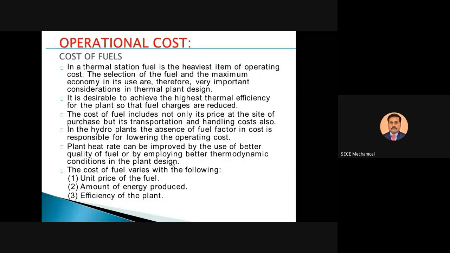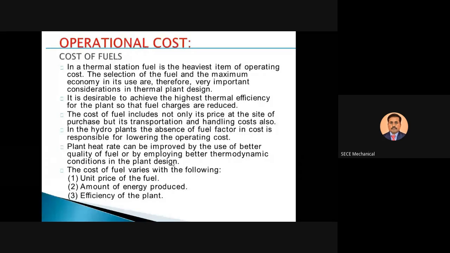In a hydropower plant, the absence of a fuel factor in the cost is responsible for lowering operating costs. If we see a hydropower plant, fuel is not required. The main source is water, which is freely available in that area, so there is no cost of fuel. Sometimes in this kind of power plant the cost of fuel is very low, but the operating cost also varies, and sometimes it goes lower.